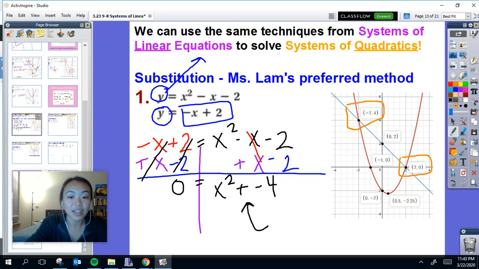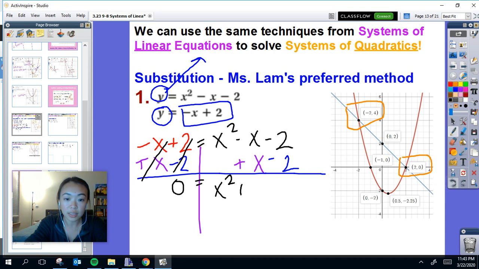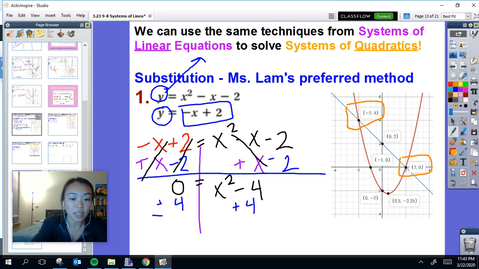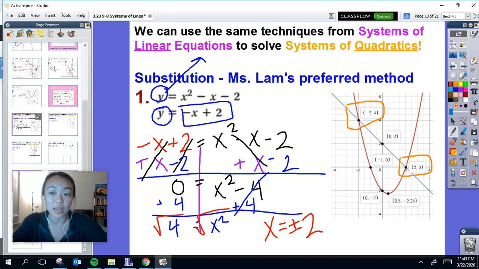All right, do you guys see how a b value is missing? Well, when the b value is missing, I can solve using square roots. So instead of writing plus negative 4, I'm just going to write this as minus 4. All right, and to solve for x, I can just add 4 to both sides. These cancel, and now I have 4 equals x squared. To do the inverse, I take the square root. And remember, there's 2 answers for square roots. X is equal to 2, but also it's equal to negative 2. So my final answers for x are 2 and negative 2.